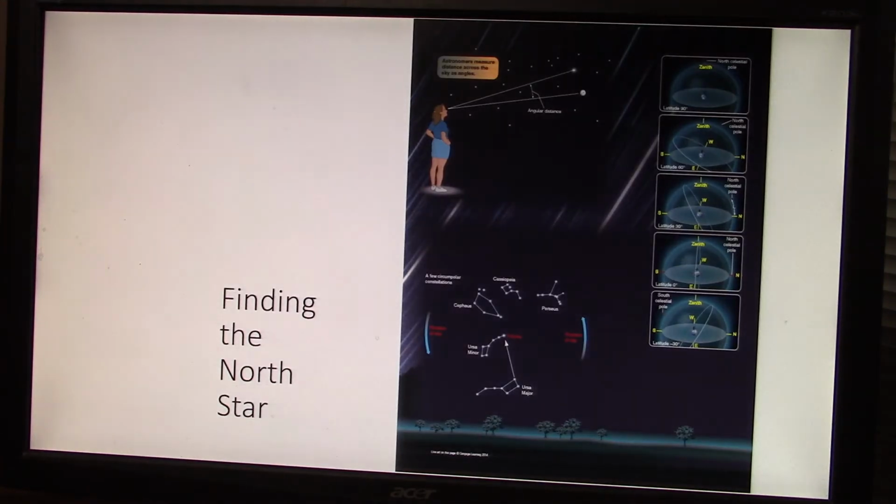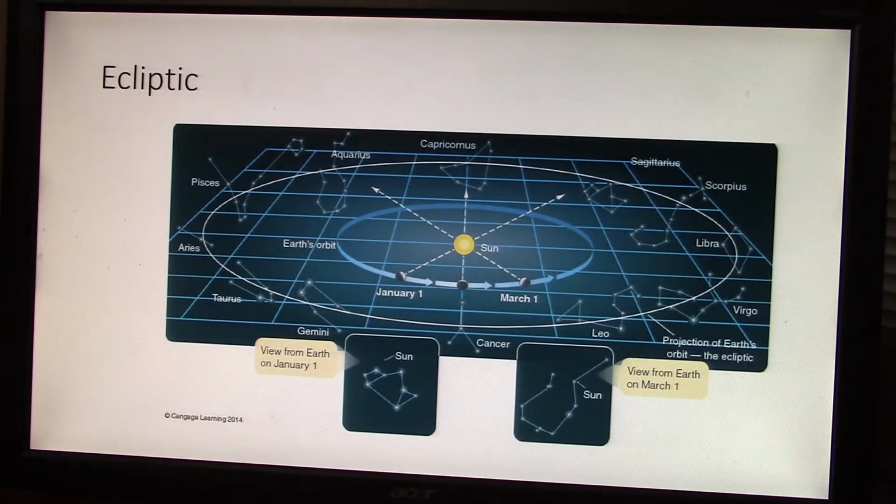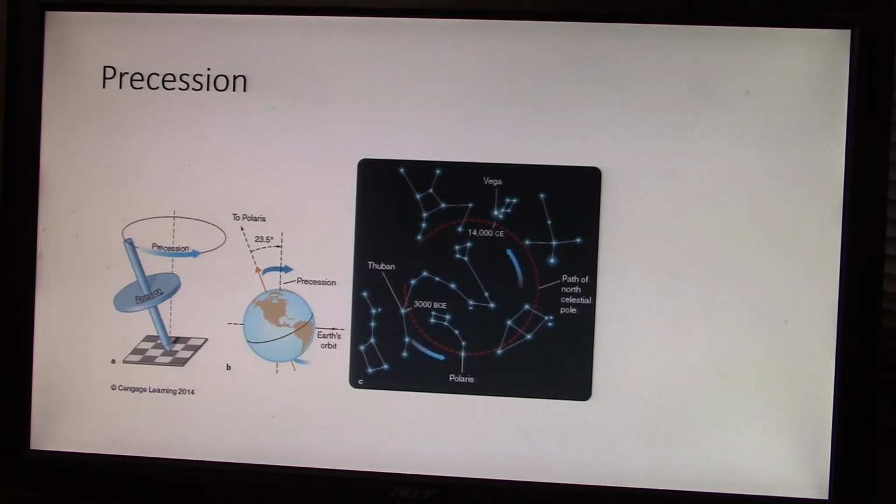So let's go on. We talked about how to find the North Star. Finding the North Star, right? You all know how to do that now. We talked about the ecliptic. Okay, let's talk about something else briefly.